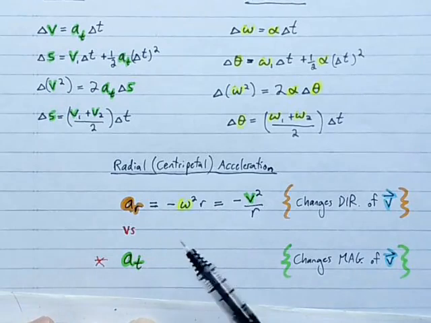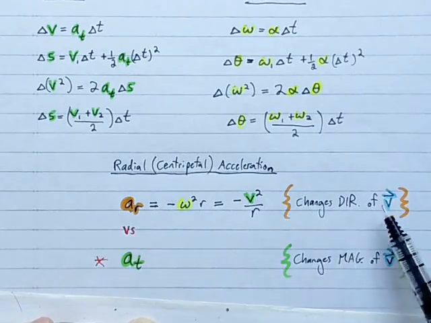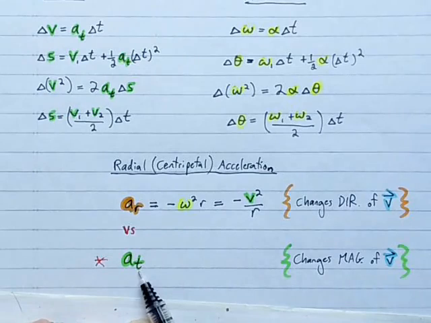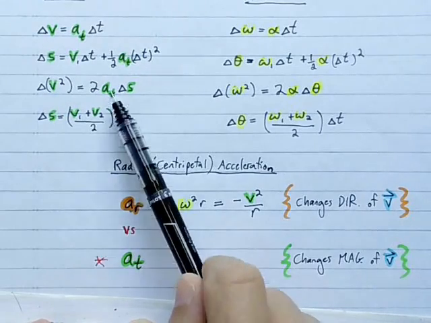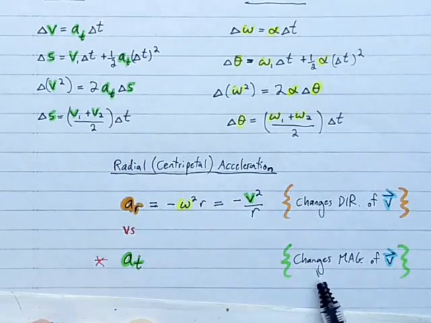We recall that the job of this is to change the direction of your velocity, versus the tangential acceleration that appears here and here and here. That changes the magnitude of your velocity. That's what speeds you up or slows you down.